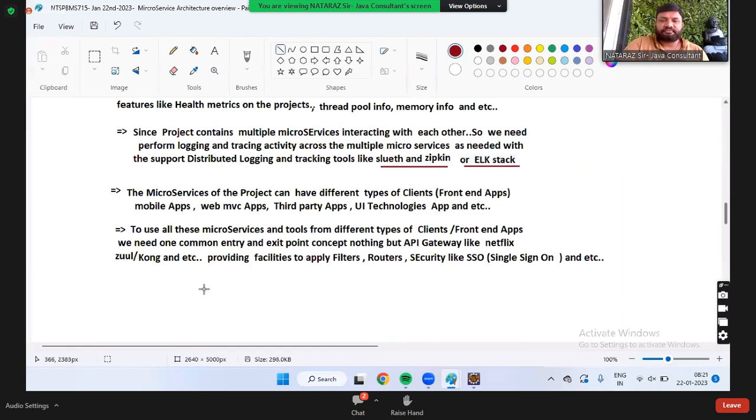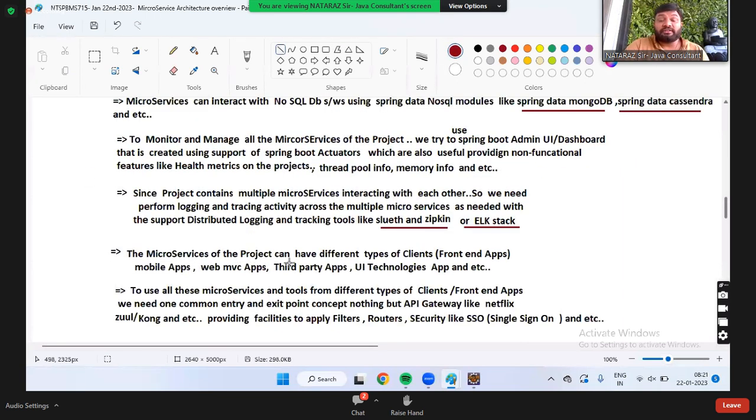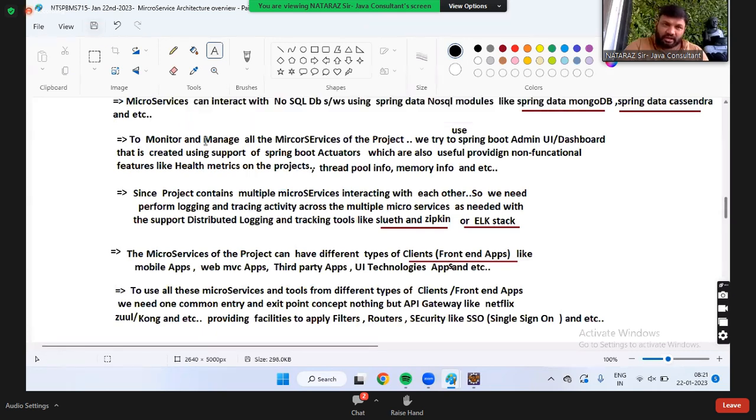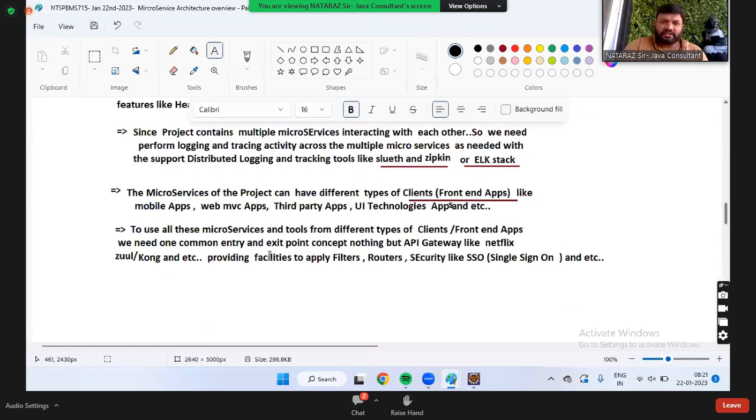Next, guys. The microservices of the project can have different types of clients, different types of front ends, like mobile applications, web MVC applications, third party applications, UI technology applications, and etc.